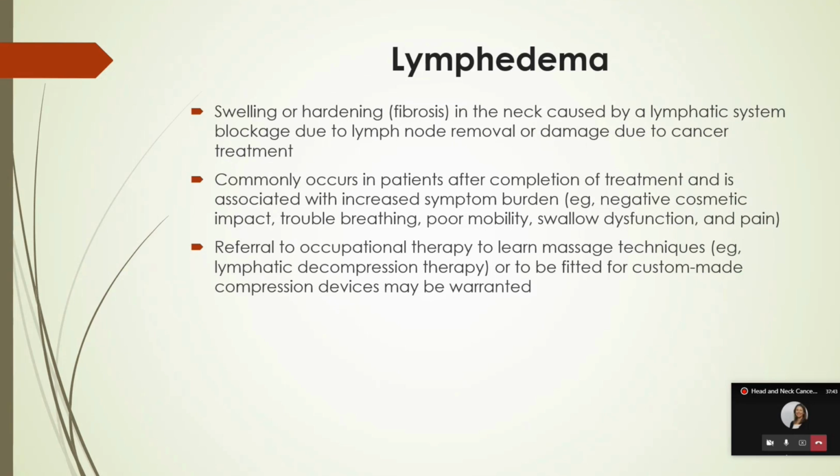So we refer patients to occupational therapy. Oftentimes they see them before they start treatment to have a baseline before they start radiation, and then often after they complete radiation to have some rehabilitation. Patients learn different kinds of massaging techniques to help with decreasing that lymphatic fluid accumulation. And there are things like custom-made compression devices that can be used. So there's several different ways to help manage lymphedema, but that could be a long-term consequence of going through treatment and those lymph nodes being destroyed.